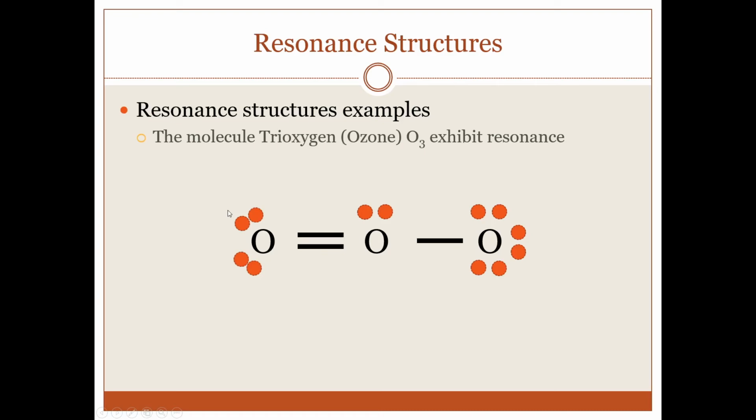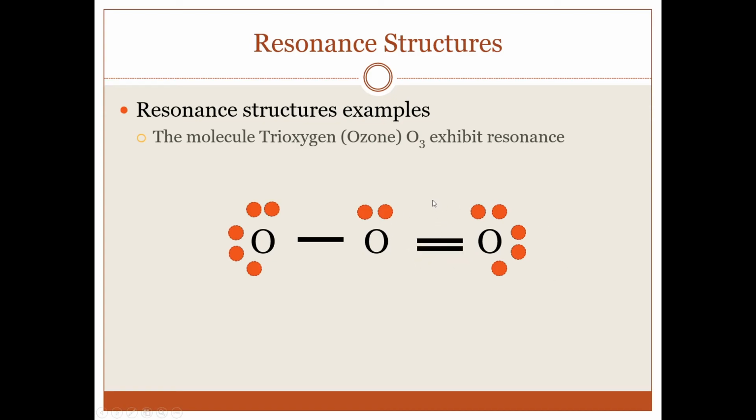Now, remember, resonance structures mean that they can have more than one form. So instead of the double bond being on the left, it could also be on the right. Now remember, electrons are always moving back and forth, and these electrons are going to be ping-ponging back and forth between all 3 of these oxygens. And eventually we can get a double bond on the right-hand side.